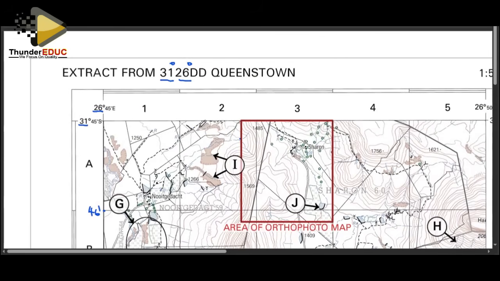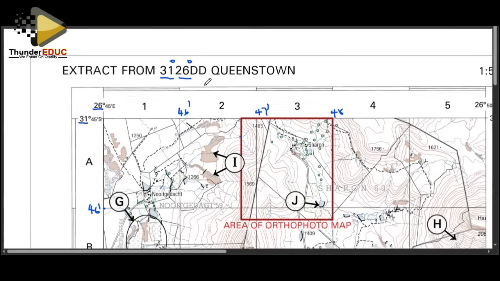Then going to longitude, it's 45 for the first line. Then it means the next line of longitude to the east is going to be 46. It's going to be 47. It's going to be 48 minutes to the east, going like that until the end of the map.